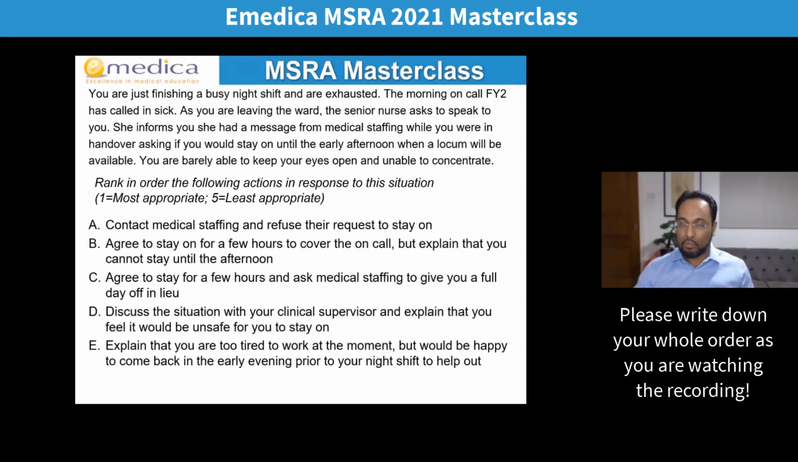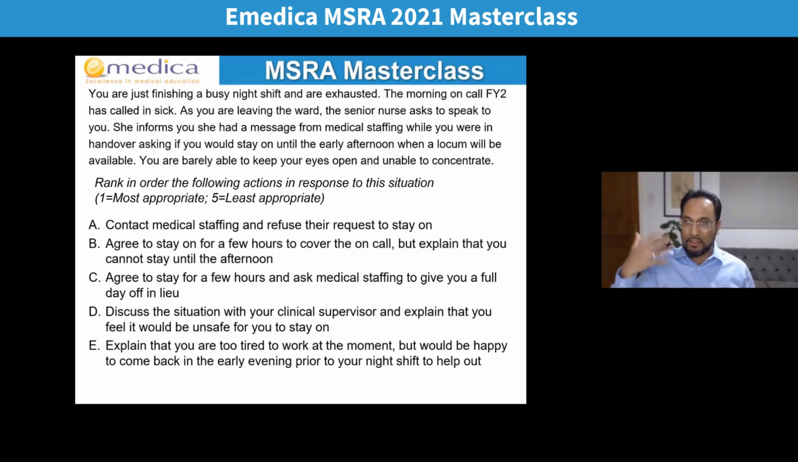I just want you to select what you put as number 1, i.e. the best option, okay? While you're doing that, I'm just going to go over the scenario. One of the things you want to do with SJTs is as you're reading the scenario, try to picture the scene and pick out any keywords and think about what could happen for each of the options, what could be the outcomes, because that's also important, okay? So you're just finishing a busy night shift, you're exhausted.